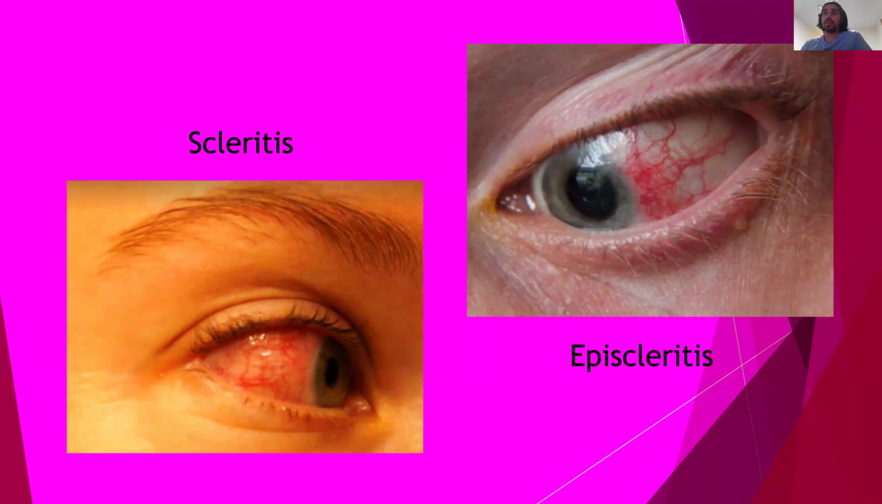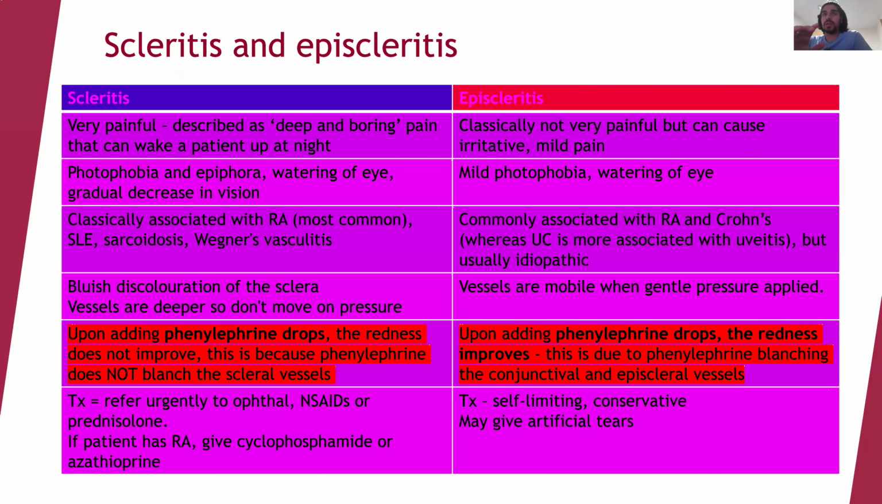So yeah, like I said, scleritis. There's scleritis and episcleritis. The difference between the two is basically scleritis is inflammation of the sclera, the outer layer of the eye, that clear outer layer, and this is very painful, deep pain. You get that photophobia, you get that watering of the eye, and like I said, it's associated with rheumatoid arthritis. So you might see it in rheumatology questions as well.